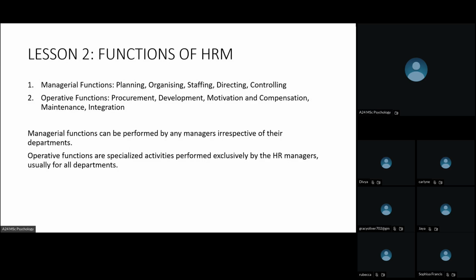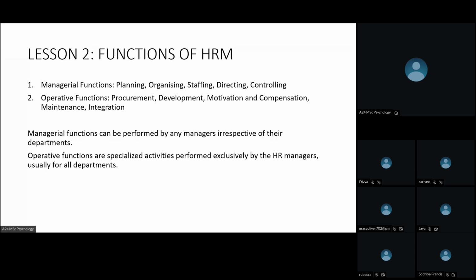And they do it for all departments. So if we read it, it will be very clear. Managerial functions can be performed by any managers, irrespective of their departments. It doesn't matter what their department is.